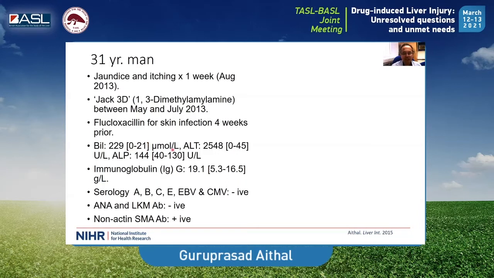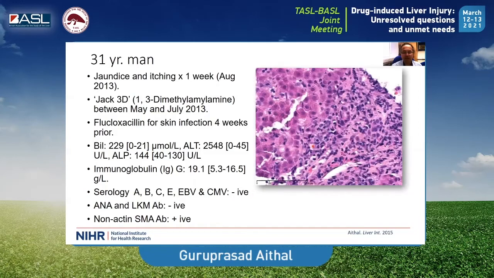He had jaundice and a big rise in ALT. Immunoglobulin level was raised, to make it even more challenging to separate. It was negative for all the serology for virus. ANA was negative. He was SMA positive. We did a liver biopsy, which showed portal inflammation and some interface hepatitis. And that is, again, not specific.